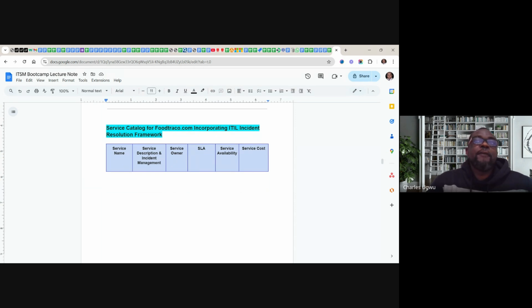Now, when we are creating a service catalog, as a service manager, you need to invite a lot of stakeholders within the organization, covering all the services you are providing them via different departments.